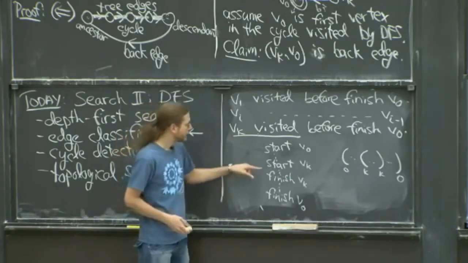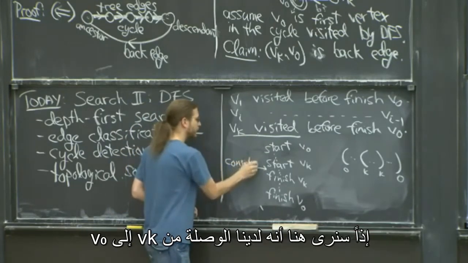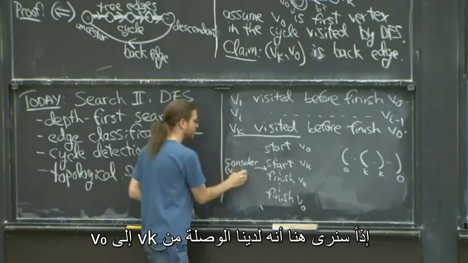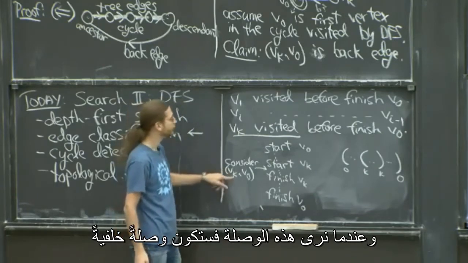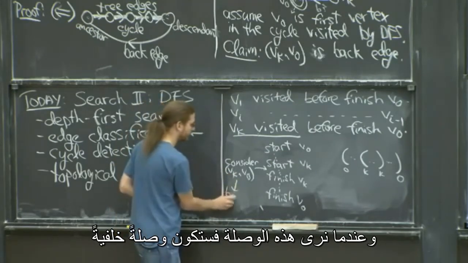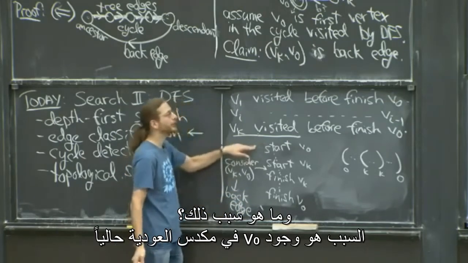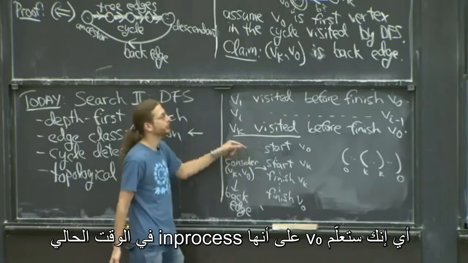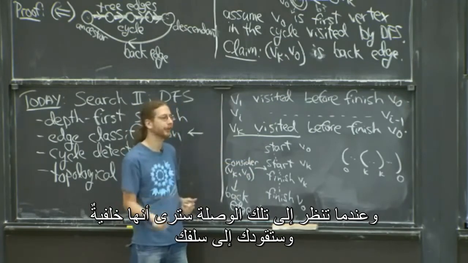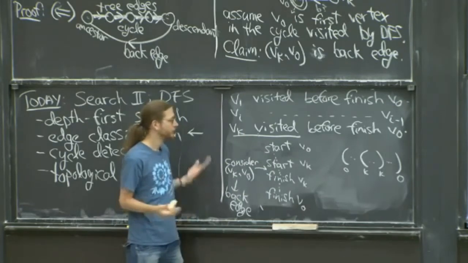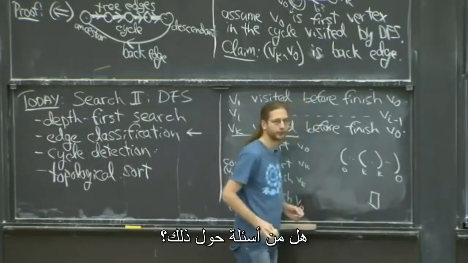So in here, we consider the edge vk to v0. When we consider that edge, it will be a back edge. Why? Because v0 is currently on the recursion stack. And so you will have marked v0 as currently in process. So when you look at that edge, you see it's a back edge. It's an edge to your ancestor. That's the proof. Any questions about that?